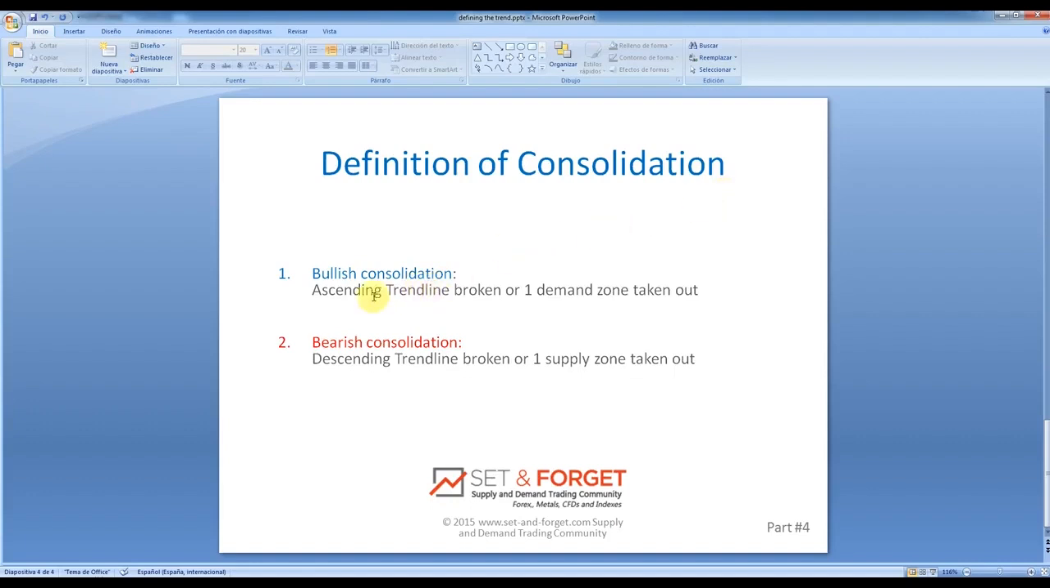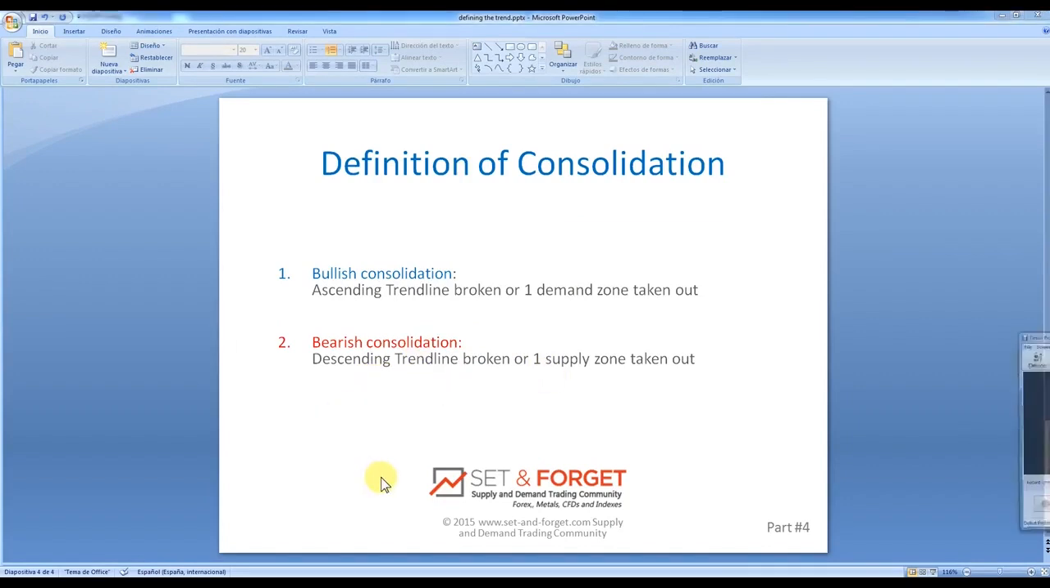If the previous trend was up, and we have the ascending trend line broken or one demand area taken out, then we have bullish consolidation. Why bullish consolidation? Because the trend was up. Okay, it was up and now it's broken. The opposite applies to a bearish consolidation: the descending trend line was broken or one supply area is taken out.